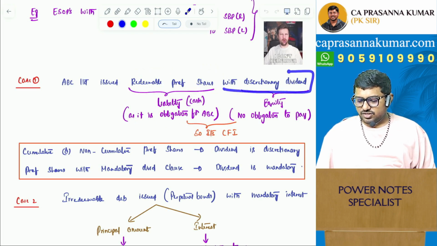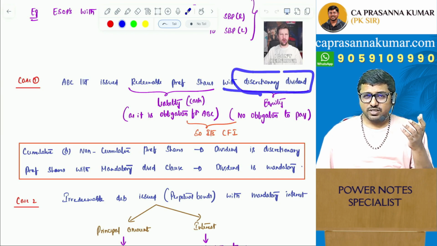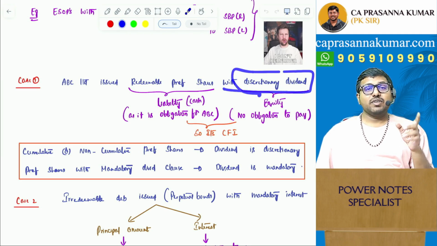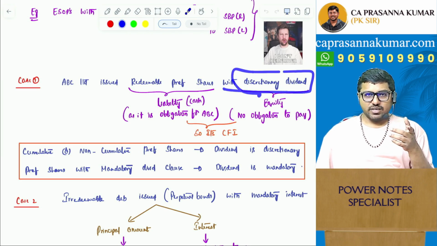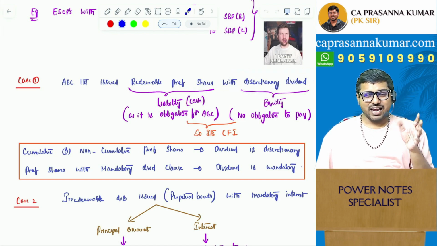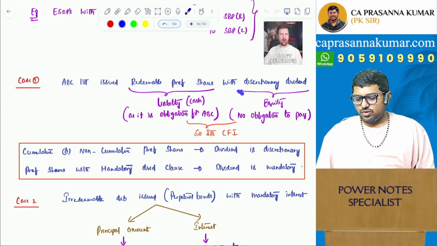With discretionary dividend means if you feel that you have sufficient profit, then probably you'll pay dividend. If you feel that you don't have sufficient profit, you will not pay dividend. So it is in your control, which means do you have any obligation to pay dividend? Provided the dividend is mandatory, then you have an obligation to pay dividend, correct? But when it comes to discretionary, you don't have any obligation to pay dividend. In that case, does it satisfy the definition of equity instrument where you don't have any contractual obligation? Yes, I don't have any contractual obligation.